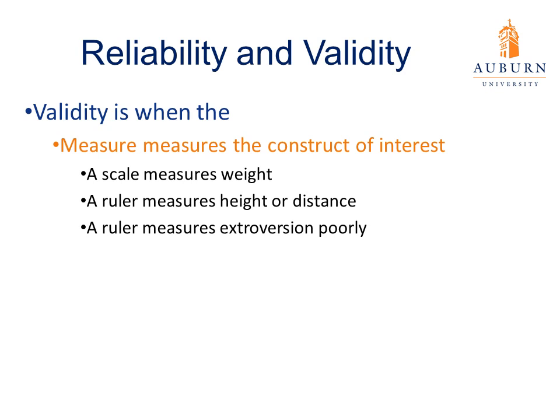Same thing with a ruler. A ruler should measure height or distance. And if it does that, then we'll say that that measurement, or that ruler, that variable, is high in validity. So a ruler, on the other hand, measures extroversion very poorly. In other words, a ruler doesn't tell us much about personality. It's not related to personality.